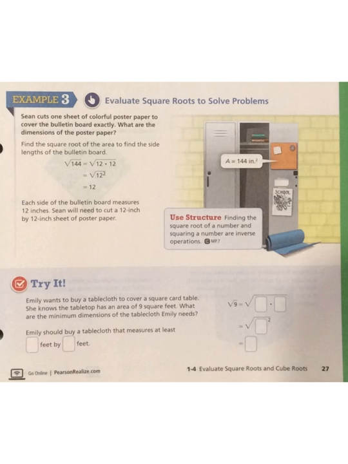So here on example 3, it says evaluate square roots to solve problems. So what they're talking about here is that you have this cork board in your locker, and they're telling you the area. So area, we need to know area equals length times width. So it's a 2D shape. So if the whole thing's 144, they want to know what are the side lengths, because it's a square, that means all the sides are the same. And they just took the square root and got 12.